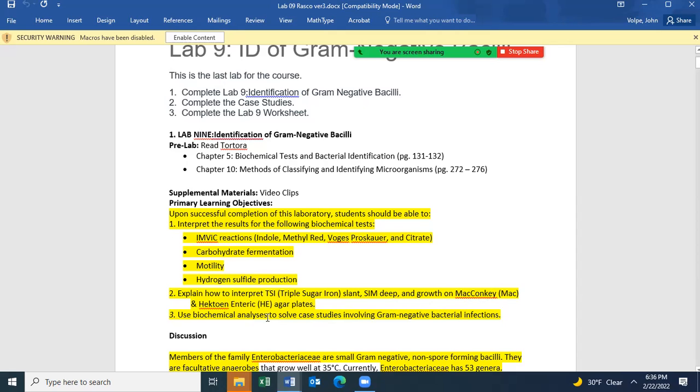These two plates, MacConkey's or MAC, and HE or Hektoen enteric, assay the same things, but they have different colors, meaning they both are selective for gram negatives, and they both are differential, looking at lactose fermentation. Be able to use the biochemical analysis to solve various case studies involving gram-negative bacterial infections. So you'll have more case studies today.